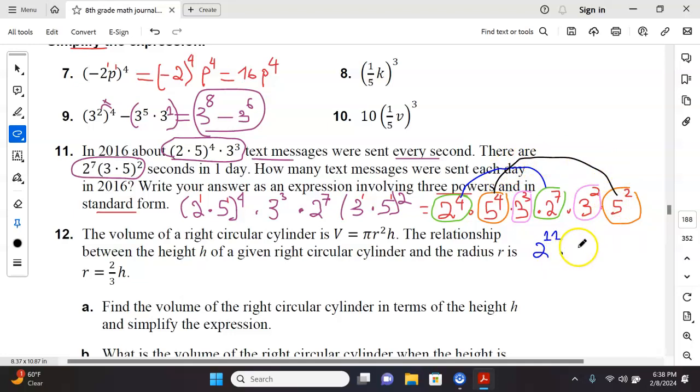5 to the 4th times 5 to the 2nd. Same base, when you multiply, you add the exponents. 4 plus 2 is going to give you 6.